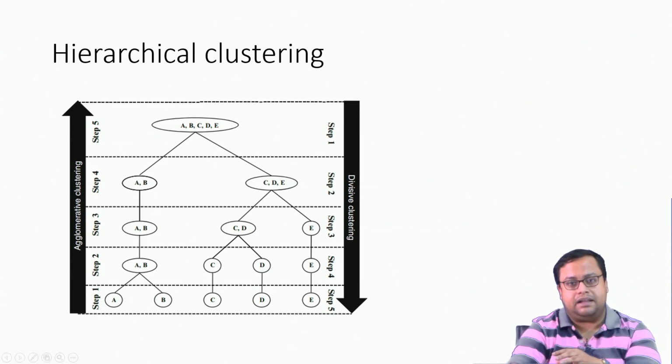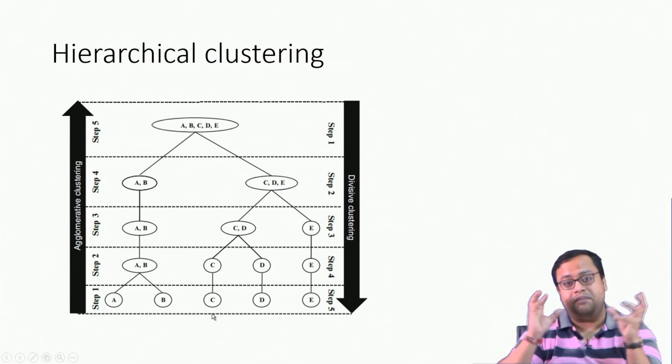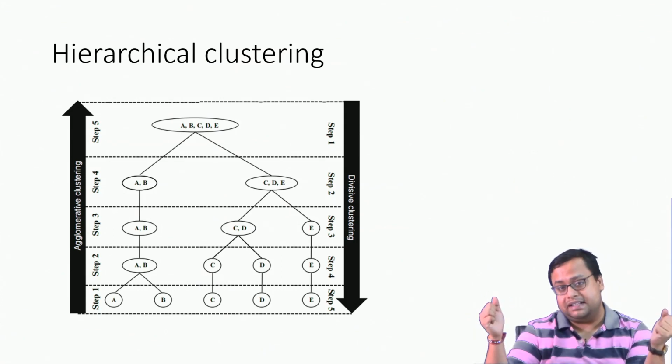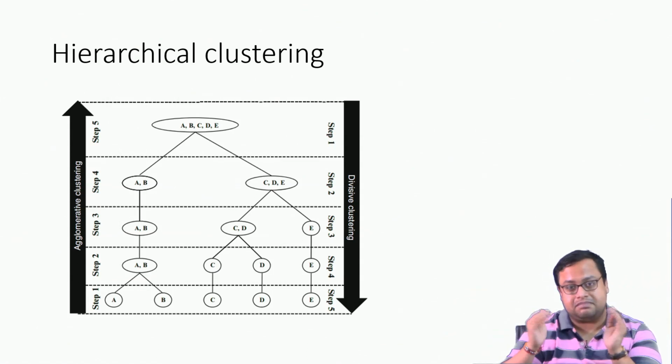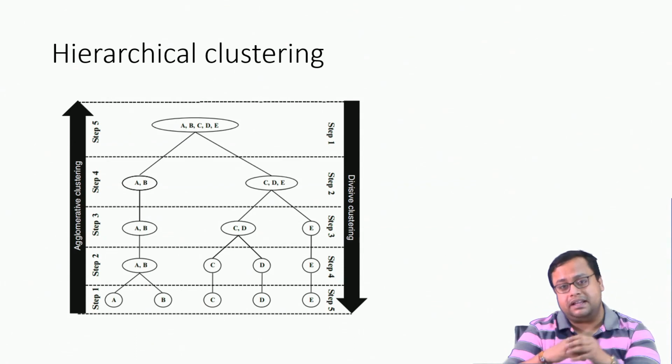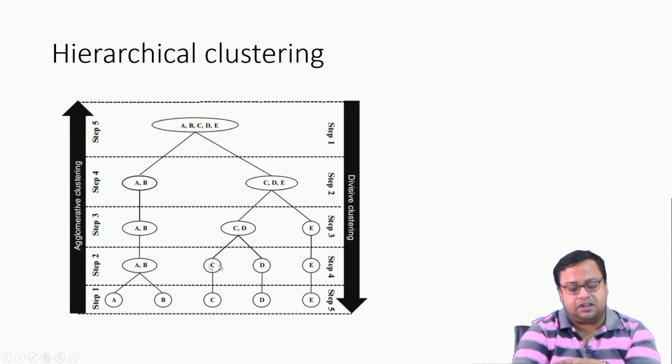So, at the bottom, if you see A, B, C, D, E, everybody is separate. All the 5 people are in 5 separate segments. Then what is my job? My job is to join them to reduce the number of segments, to put them in the same segment. So, let us say I find out A and B are very close. I join A and B, and in step 2 I have 4 segments instead of 5.